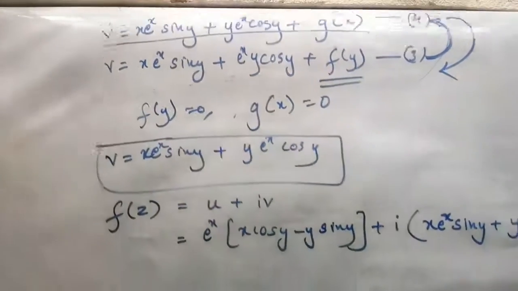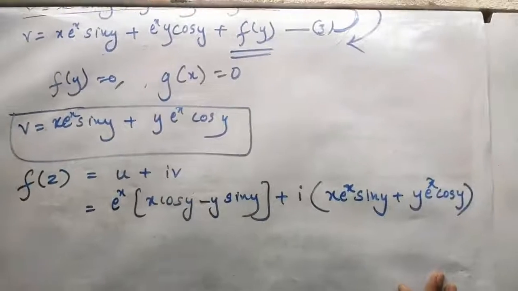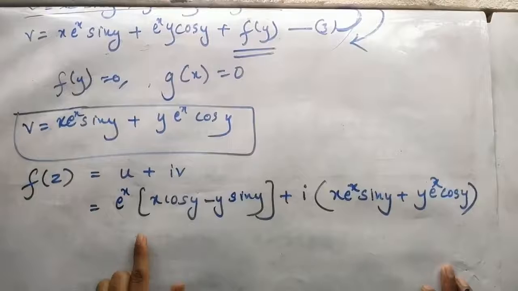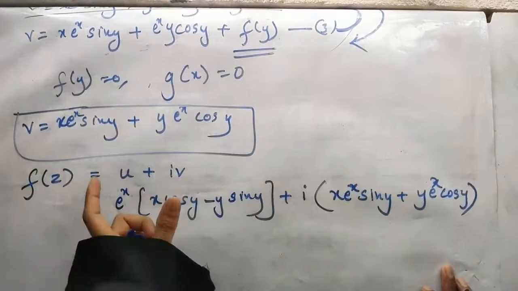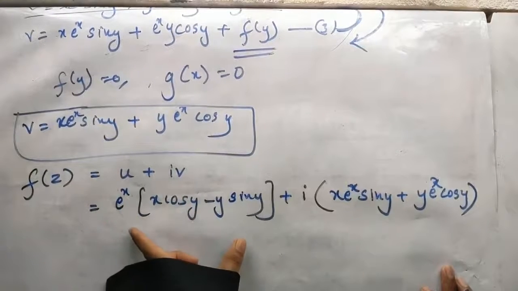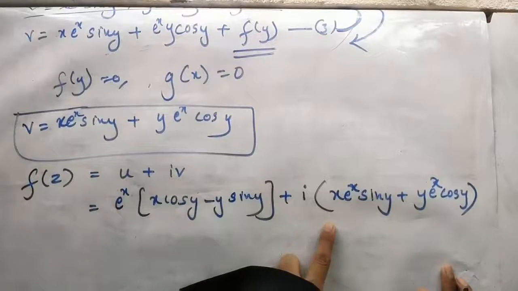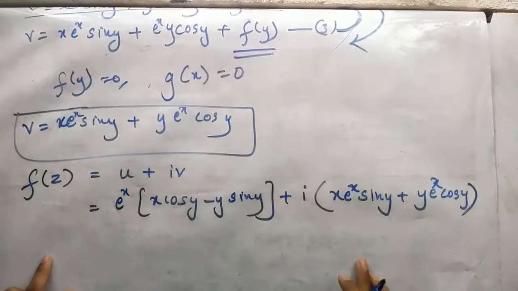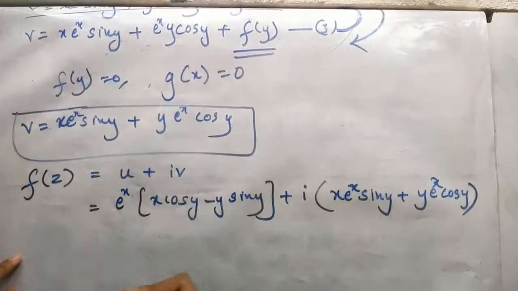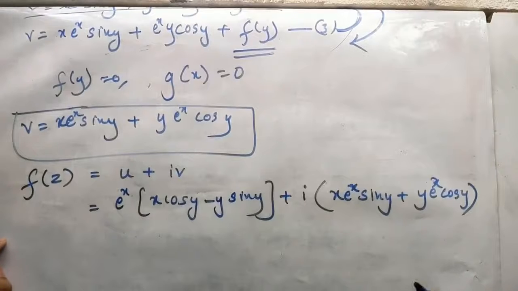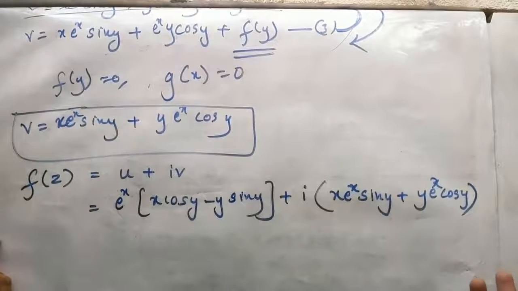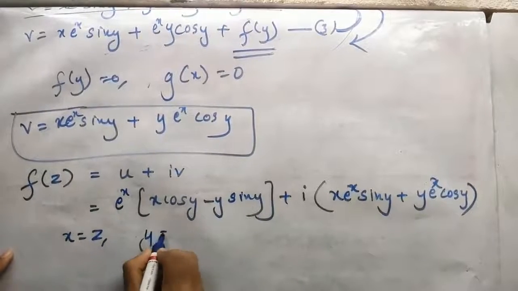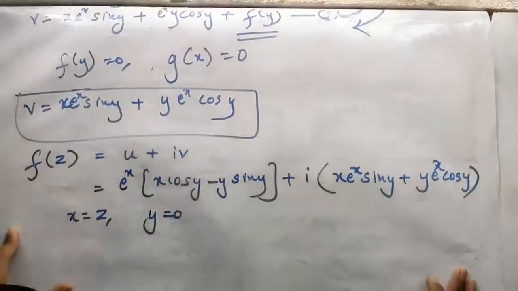To construct the analytical function f of z, you have to consider f of z is equal to u plus iv. You write the solution for u, which was given to you, plus i into the solution for v, which we have already got. So write it as it is. Then to get that in the form of z, you can simplify and write it, or else there is another way. Write x is equal to z and y is equal to 0, like we had done in Milne-Thomson's method. The same step you can do here.